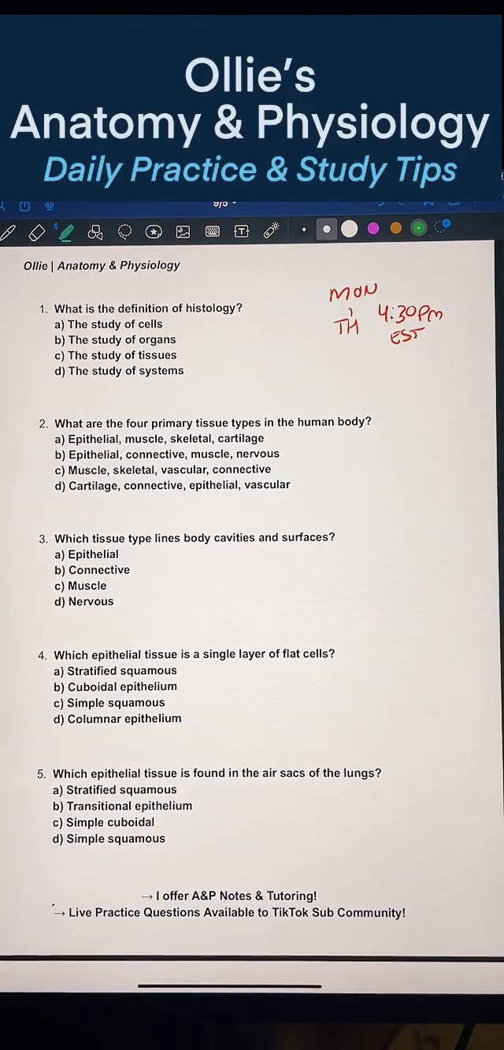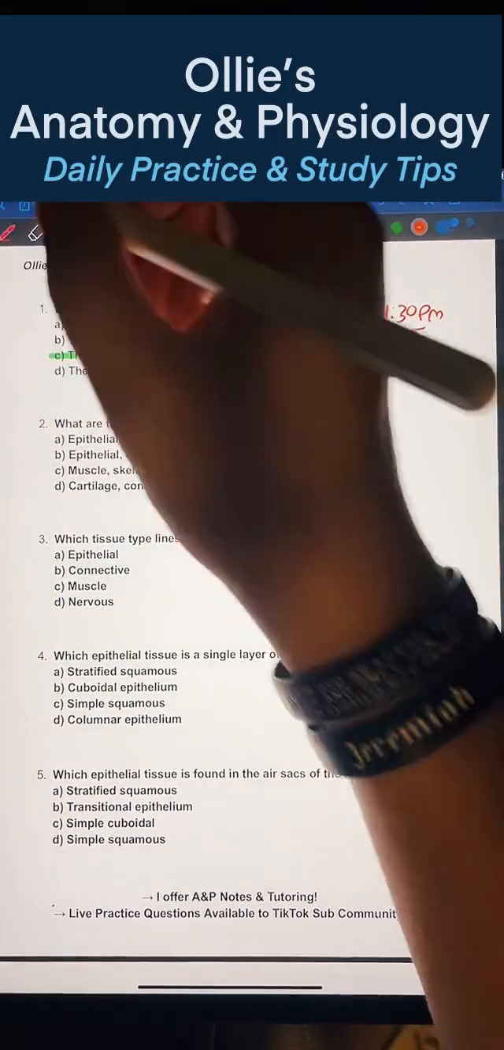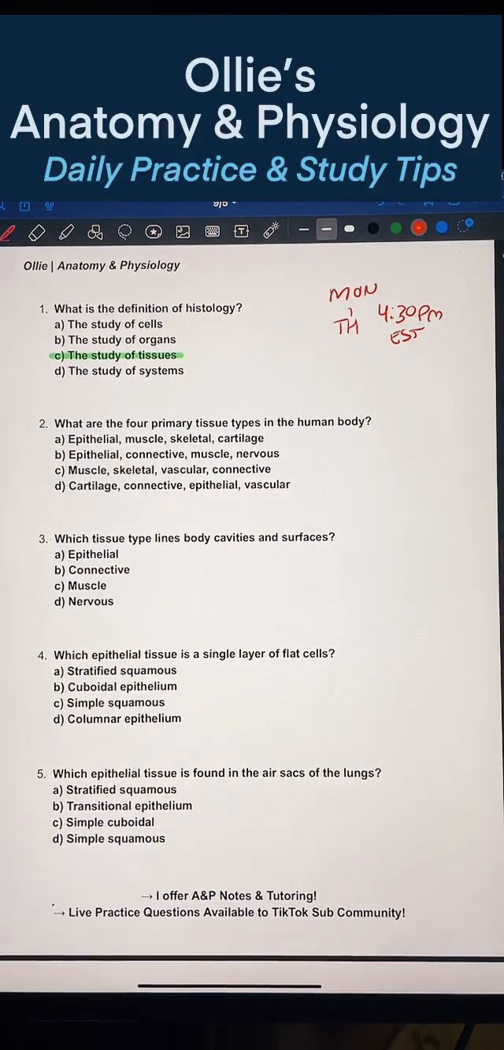Number one, the definition of histology is the study of tissues, which we're about to go over today. Histology is the study of tissues in which basically we're trying to look at this group of cells that work together to perform a specific function. Cytology is cells. Organology or gross anatomy would necessarily be organs, and systems is essentially physiology.